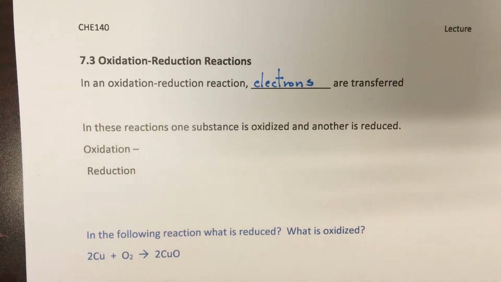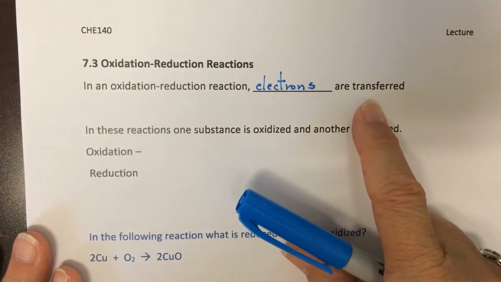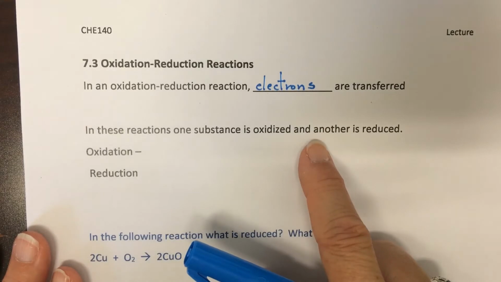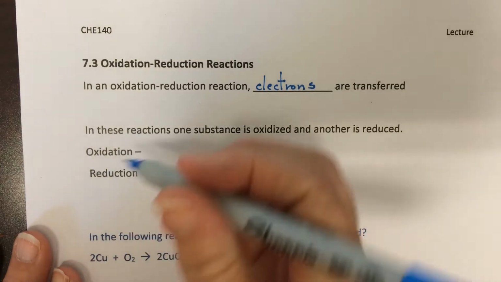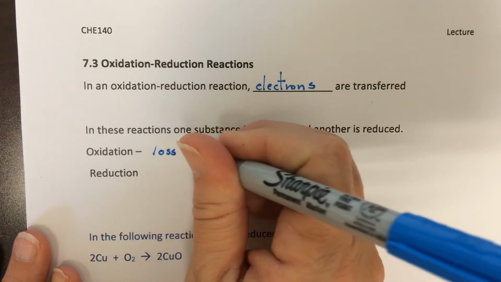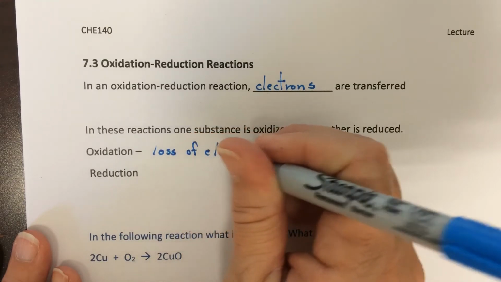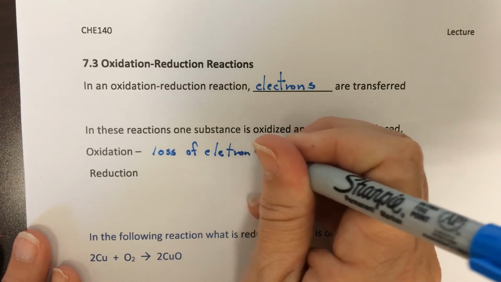So here we have oxidation reduction reactions, yet another way to categorize a reaction. In an oxidation reduction reaction, the electrons are being transferred. And in these reactions, one of the substances is oxidized and the other is reduced. The substance that's oxidized loses electrons, and the one that's reduced gains electrons.